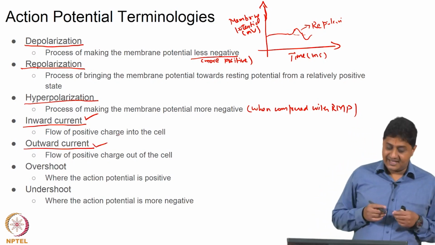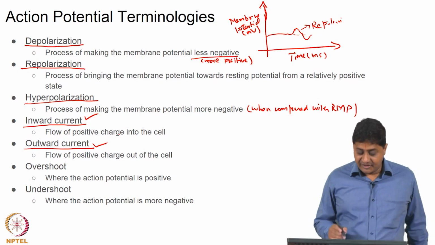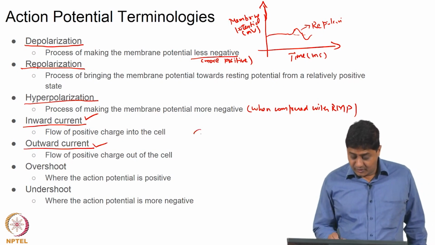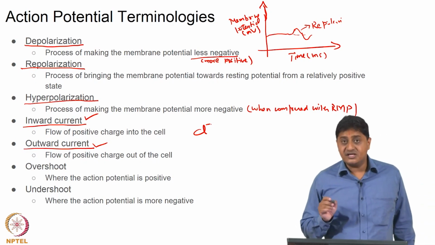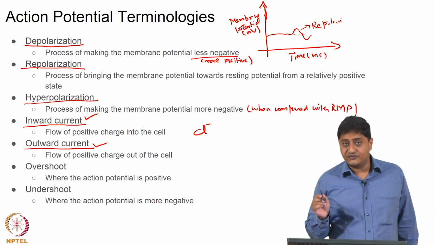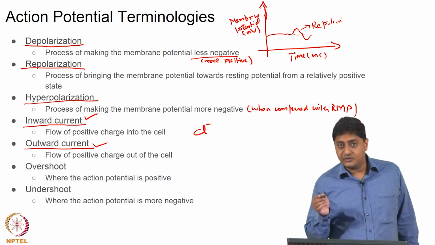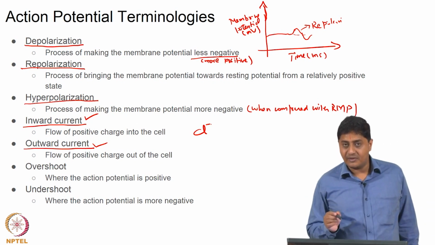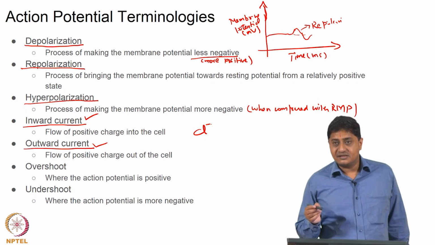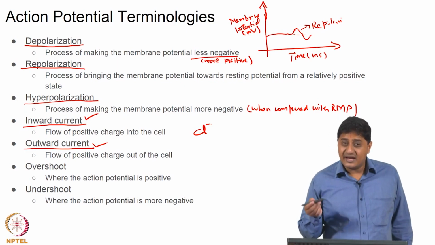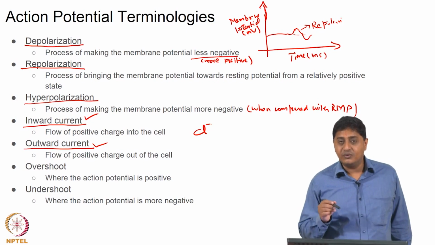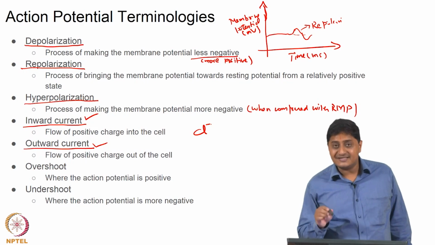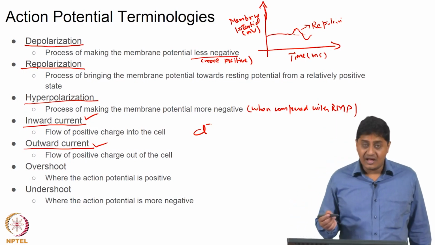Now, let us take the case of chloride, for example. Chloride is an anion, right. So if chloride is flowing from outside to inside, essentially one negative charge has gone from outside to inside, and that is equivalent to one positive charge going from inside to the outside. Essentially that is an outward current.